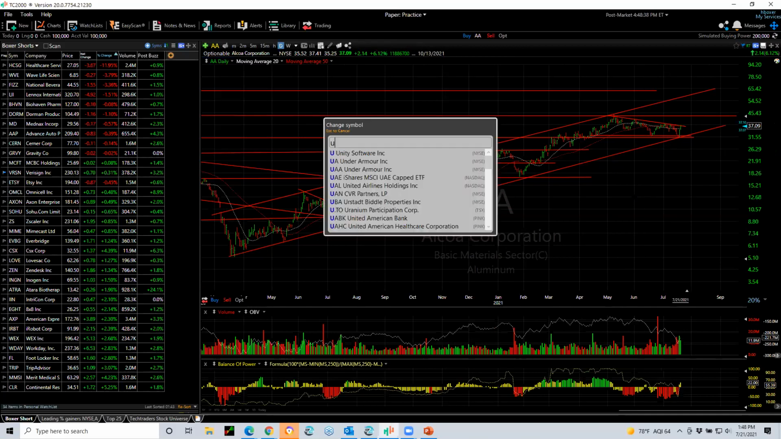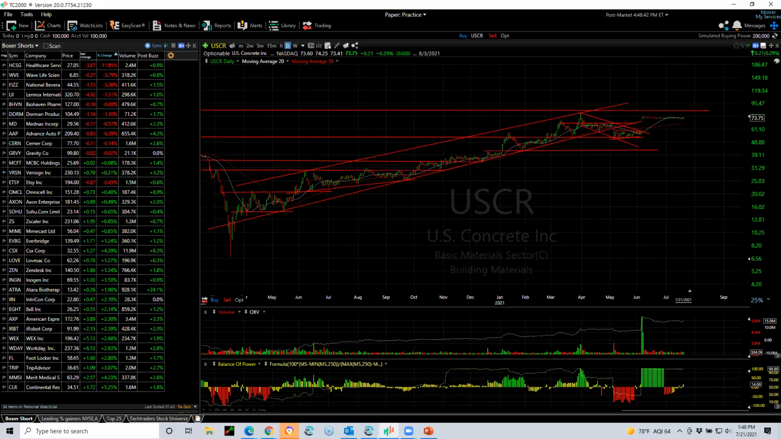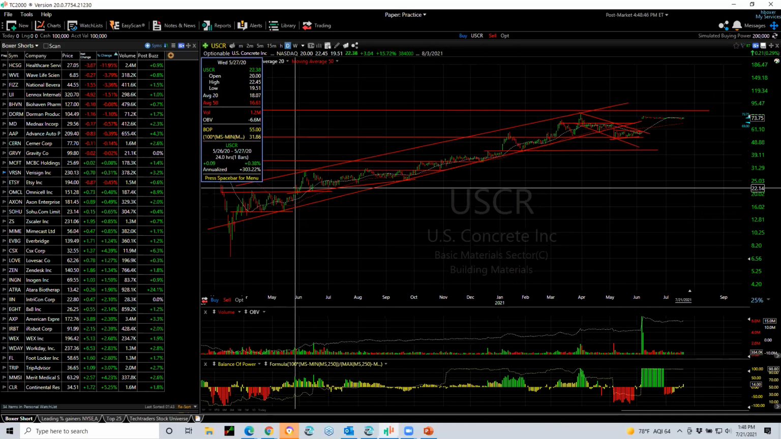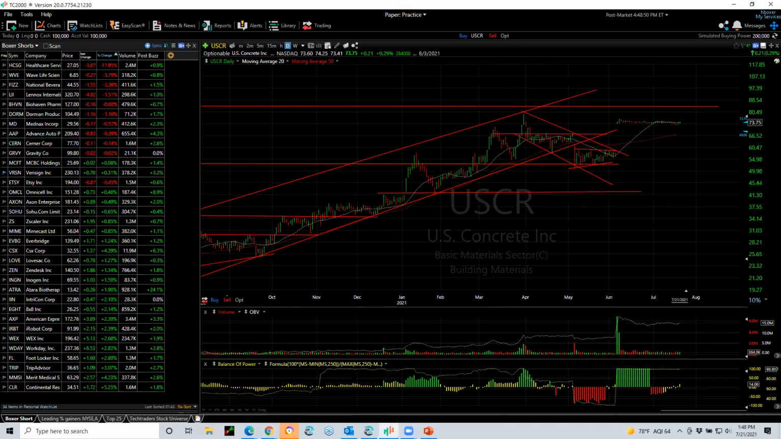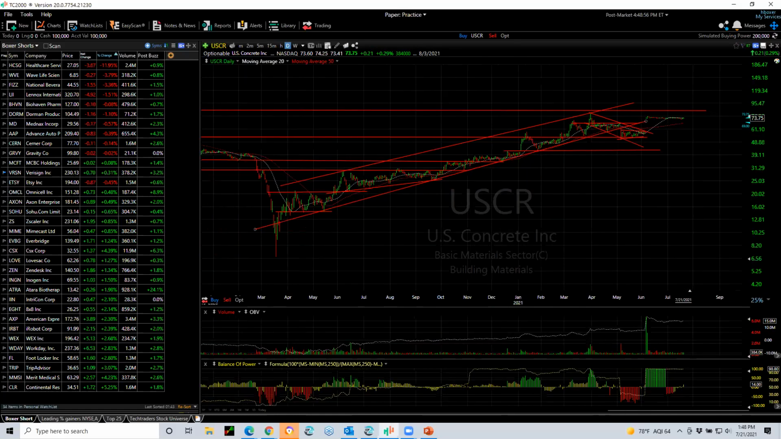Another one was USCR, which has been recently taken over, US Concrete. It's the same thing here. V bottom with the platform broke out there. That's where we put a swing on it at 20. It ran to 75, 80, 79, and then backed off, popped two weeks ago on a takeover, or a few weeks ago.